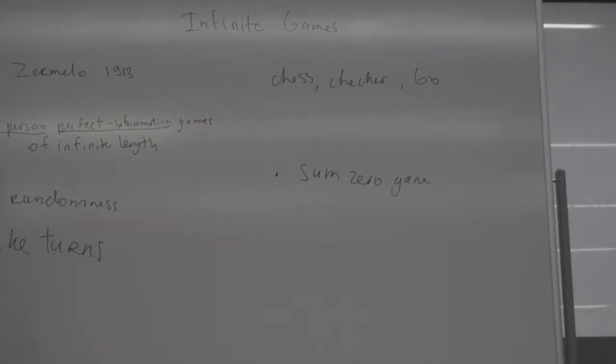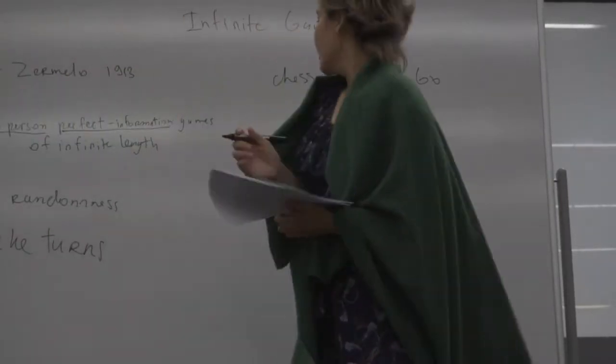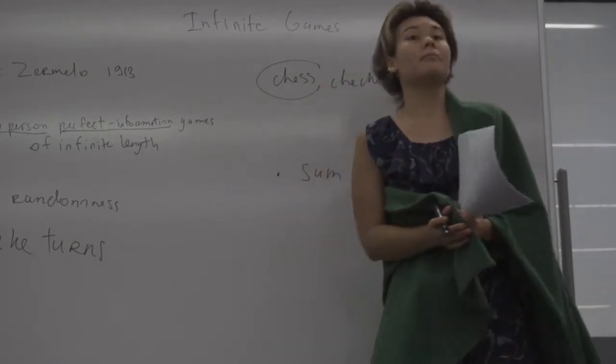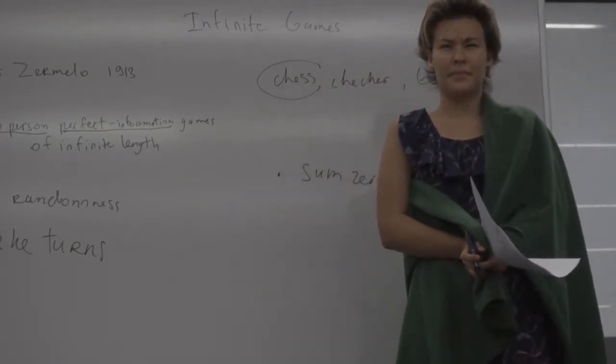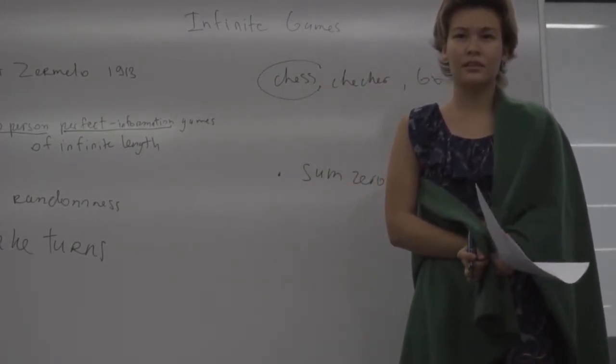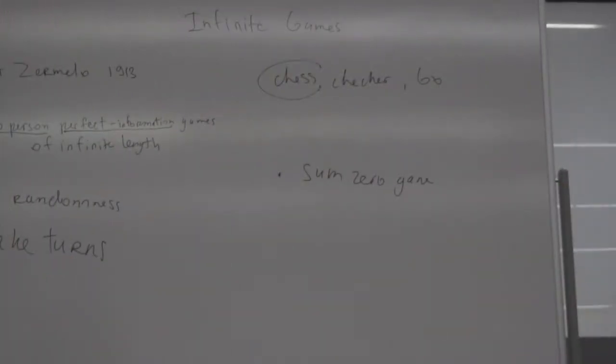Okay, so now understanding what the game looks like, let's think about whether the games we usually play are finite or infinite. So, a question. Is chess a finite game? It is a finite game with a very large number of possibilities. Even if it has a lot of possible positions, it can still be finite.